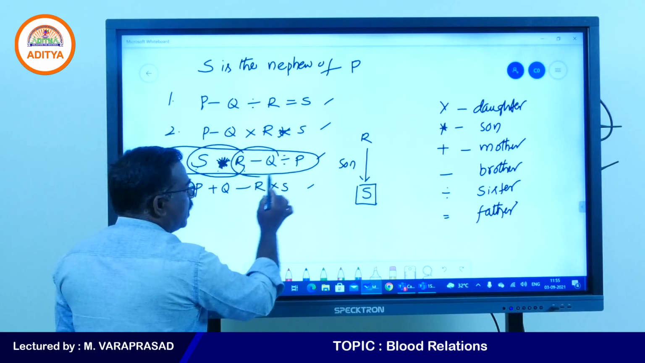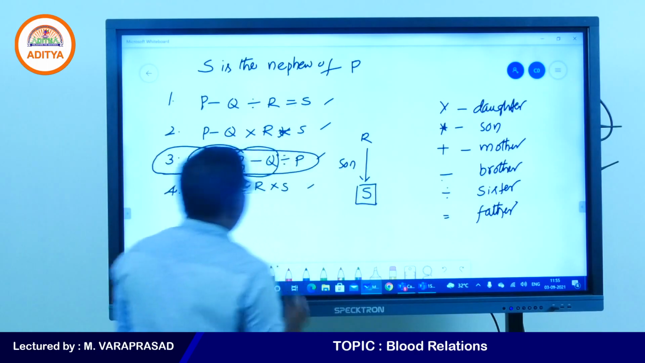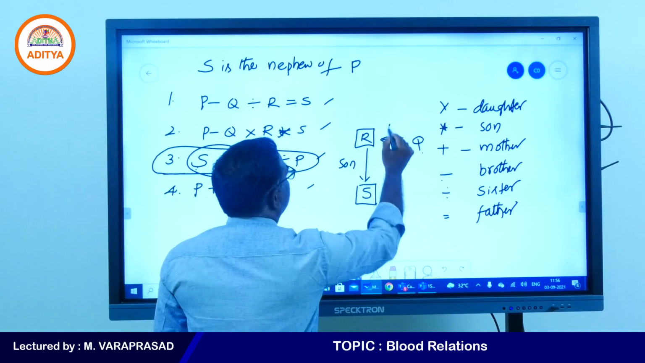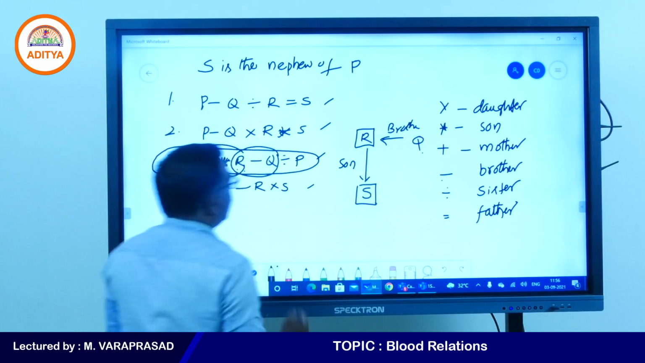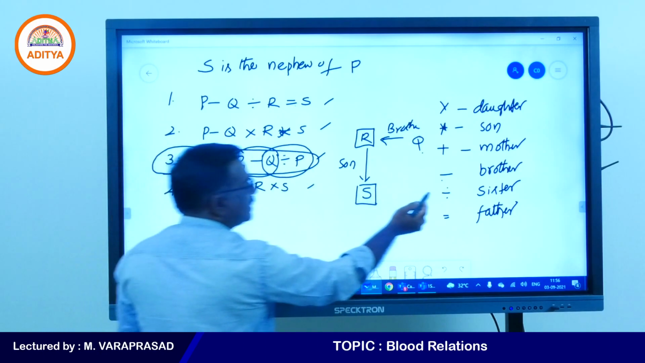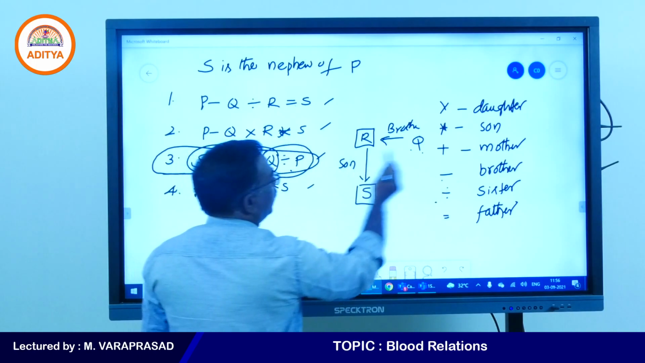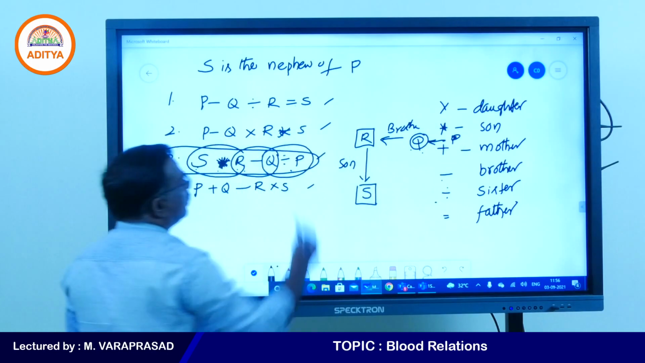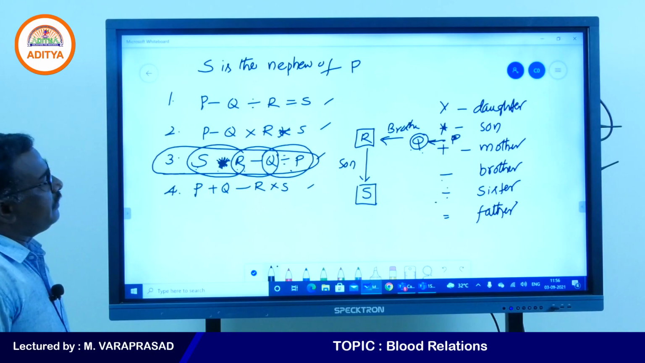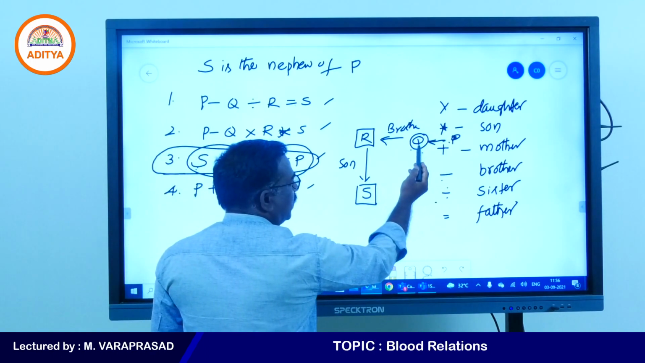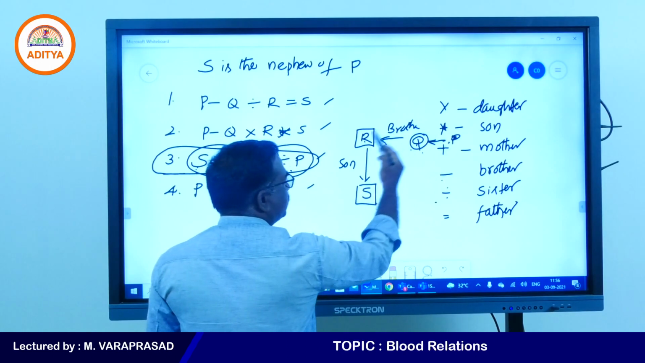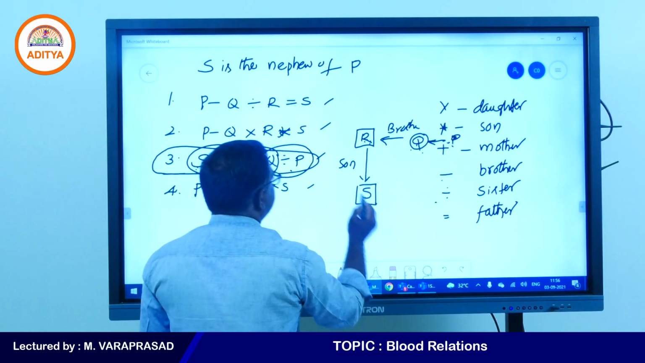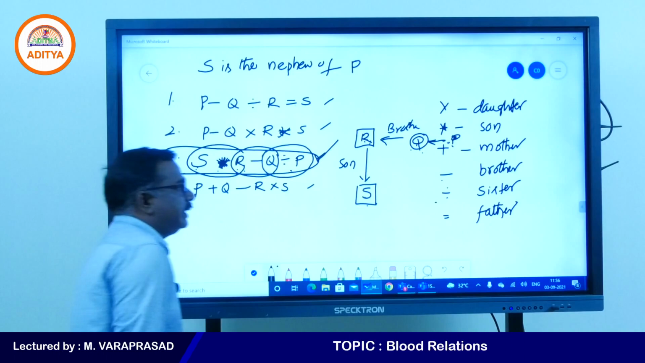The second relation, R minus Q. Minus is given brother. So R is brother of Q. Same generation. Next one, Q divided by P. Divided by means sister. Q is sister of P. Yes, same generation. Now, S is nephew of P. See, P's sister Q's brother, so this is P's brother. Brother's son will become nephew. Brother's son will give nephew relation. Option number 3 is correct only.